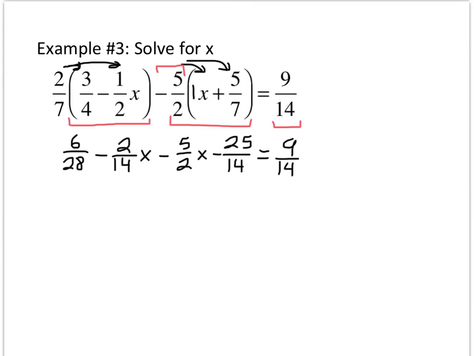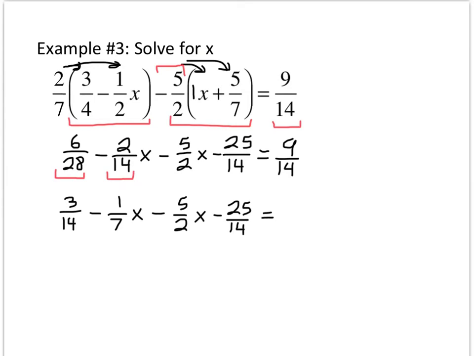Okay. So now, again, the instinct sometimes is just to multiply through by the least common multiple of the denominators we see right off. But a lot of times when we've done something like this, I want to see if the fractions can be reduced, or in other words, simplified. And I actually see two fractions here, 6 over 28 and 2 over 14. I can reduce 6 over 28 to 3 over 14 by dividing both those numbers by 2. And then the 2 over 14 can become 1 over 7 by dividing both those by 2. And unfortunately, the 5 over 2, the 25 over 14, and the 9 over 14 are all as reduced as possible.